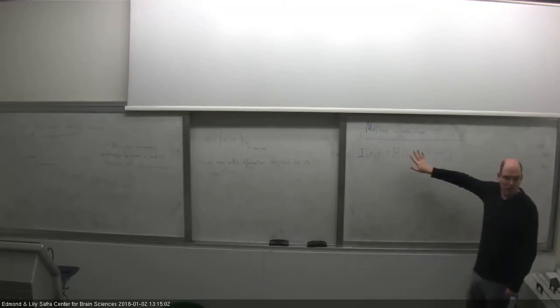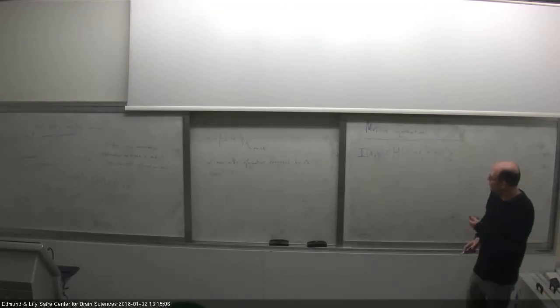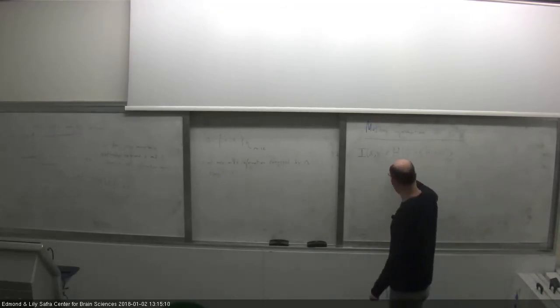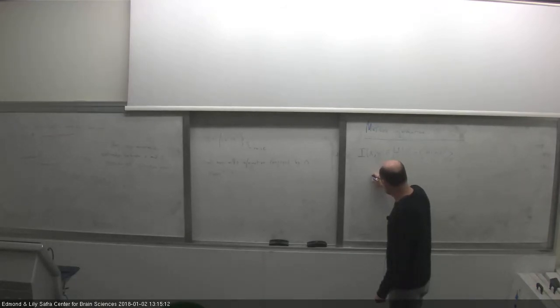That's the definition. Now I want to explain why this quantity is interesting. So the interpretation of this is the number of bits required to encode Y without knowledge of X.